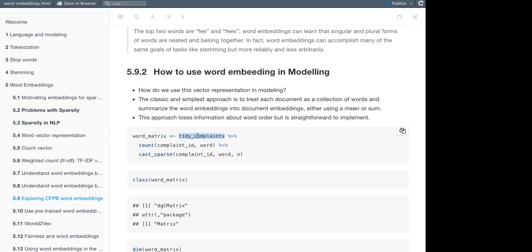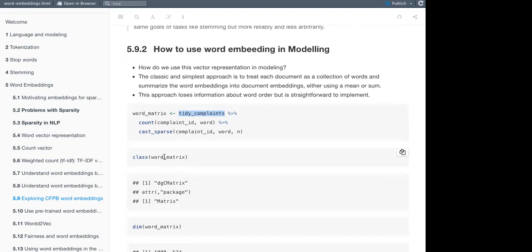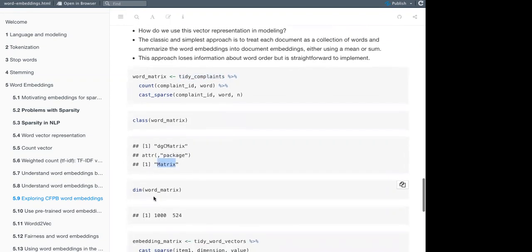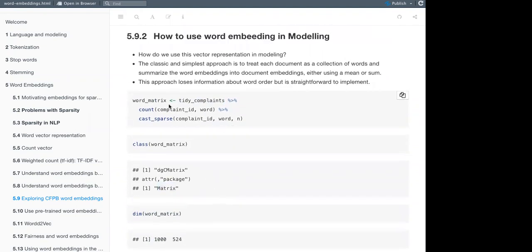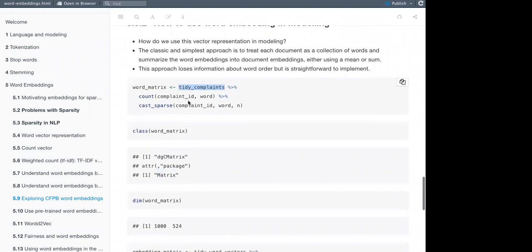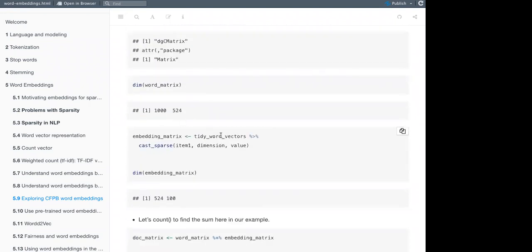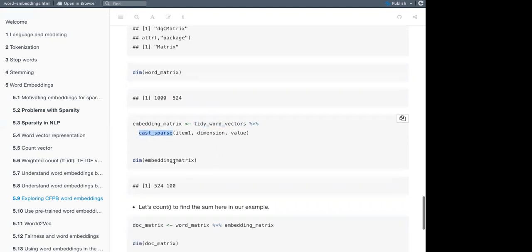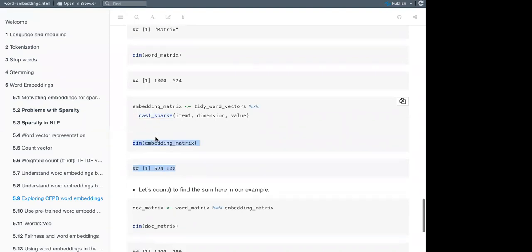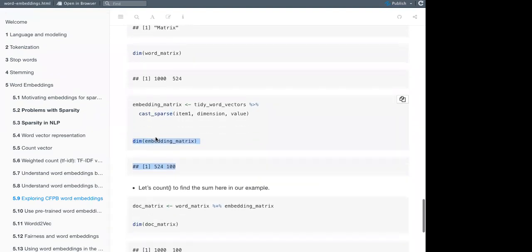So this is an example of the tidy complaint data, and we count these and cast this into a sparse matrix. We can see this is our data set, which is in some way a matrix representation. This is the dimension, which is 1,000 documents and 524 features. So this is our tidy data. And this is also our embedding that we just created, tidy word vectors, and we cast it to a matrix as well. And this is the dimension of that, because it's small.